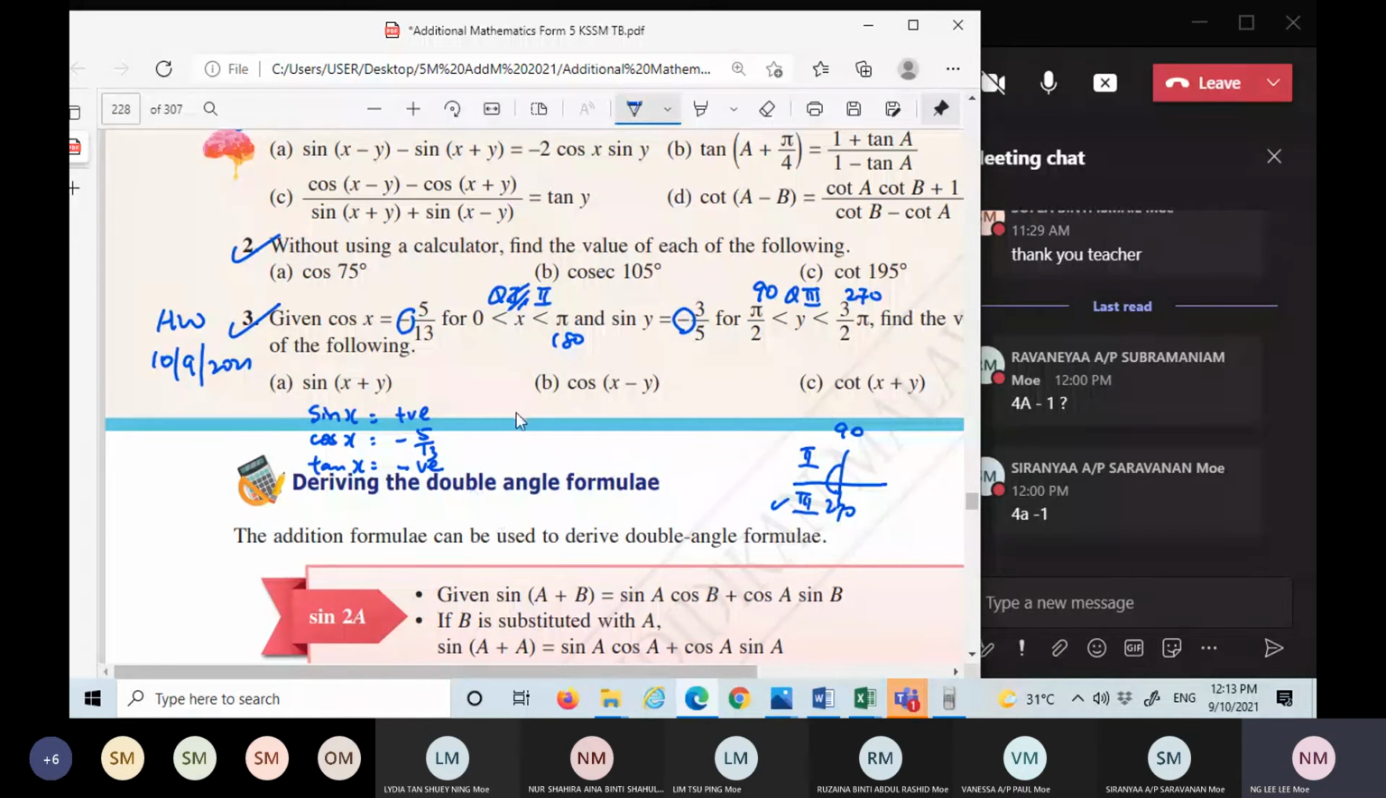Okay, region continue. May I know, in the third quadrant, which one is positive? Tangent. So tangent is positive. The rest is negative. Okay, so even here sine y is negative 3/5. So this one you have to find by yourself. Not find by yourself, I'll help you now. You answer my questions.